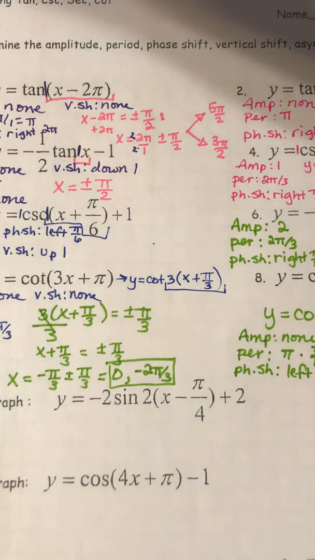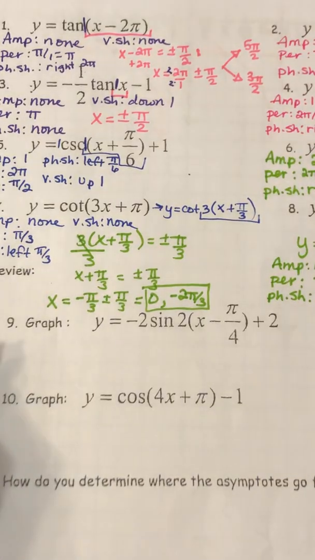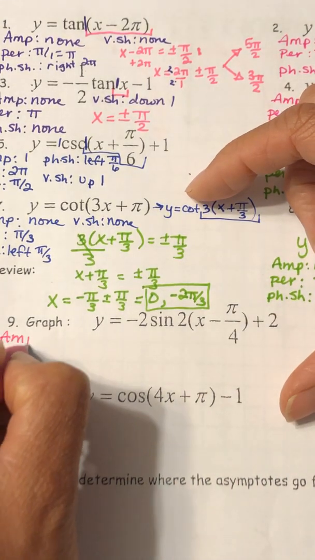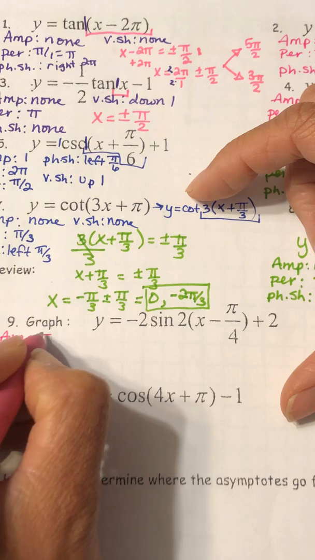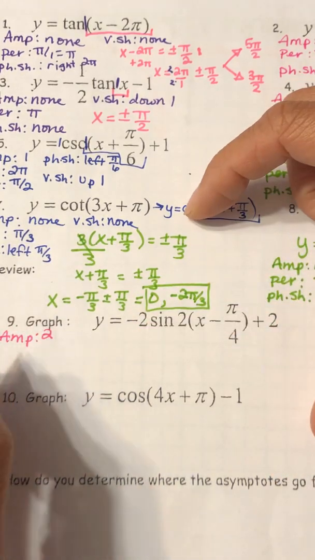Back to the worksheet. Number 9. Okay, so we have just a typical sine graph. So this is just review and graphing sine. So we have amplitude, which is negative. Well, actually, you take the absolute value, so just the 2. The negative just means we have to reflect.